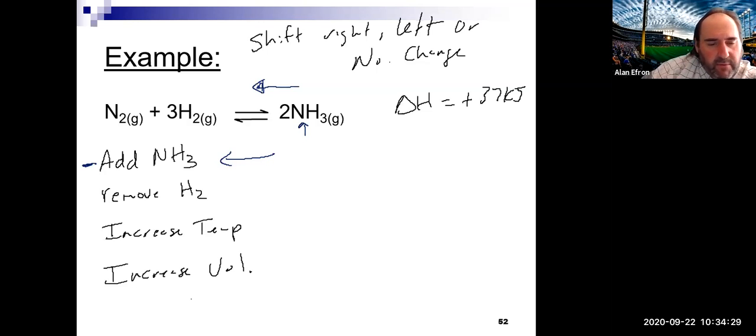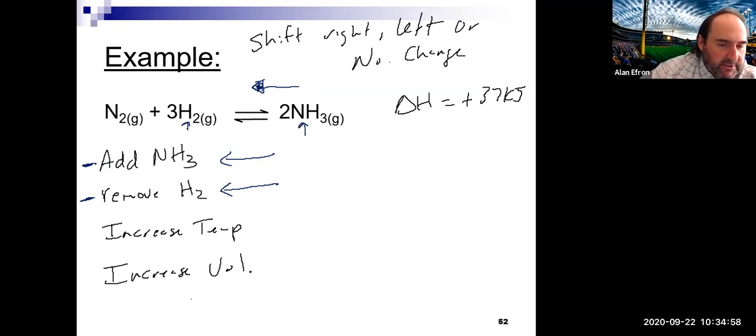Now, if we remove H2, H2 is over here on our reactant side. When we remove something, we shift towards that side, and that means this one should also head in this direction. Again, when we remove the H2, we're removing reactants. That's also going to make the reverse reaction kick into gear to fix that situation. Any question on those first two?